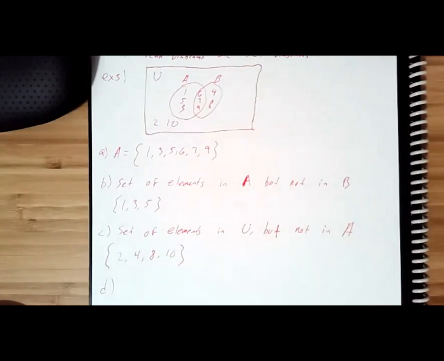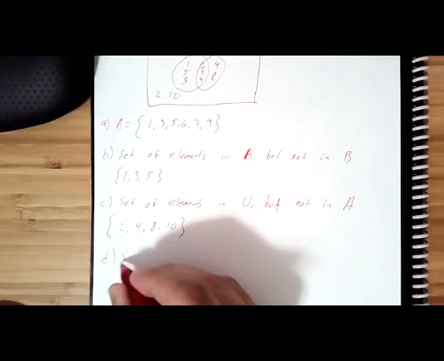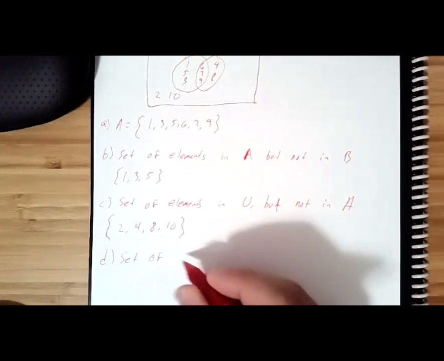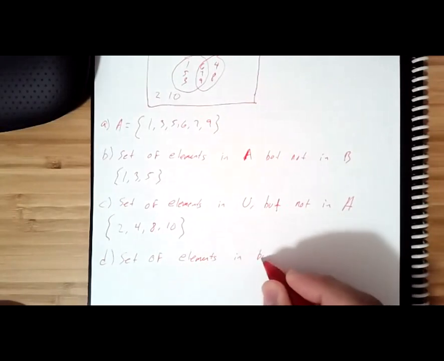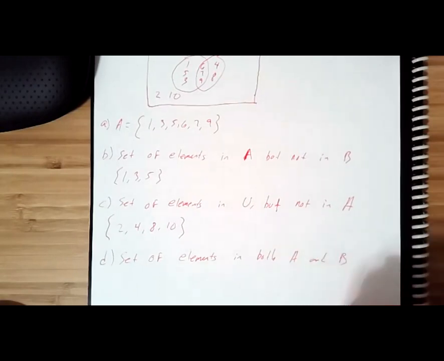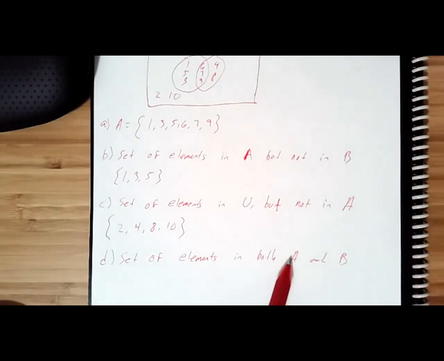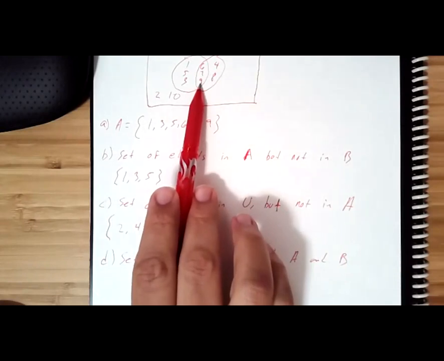Okay, part D. Any questions on A, B, or C so far? It's page 53 of the workbook. Part D, set of elements in both A and B. So basically the ones they have in common, right? Which elements are in both A and B? It's that slice in the middle.